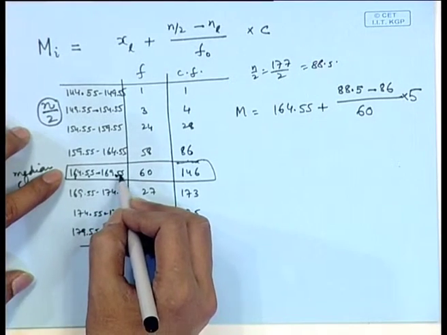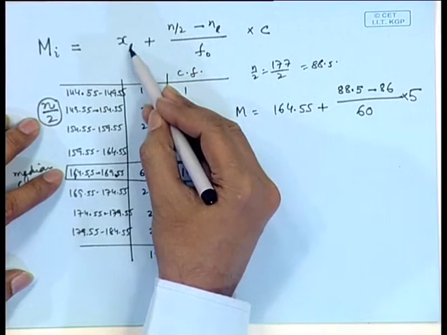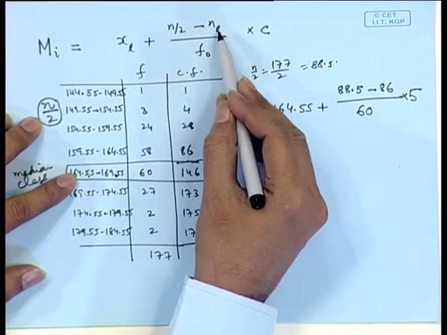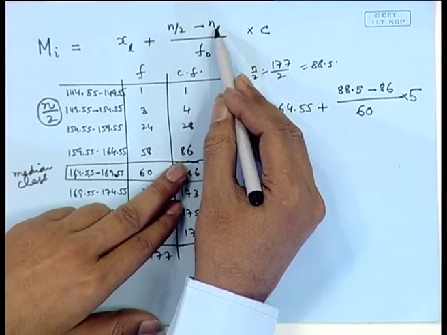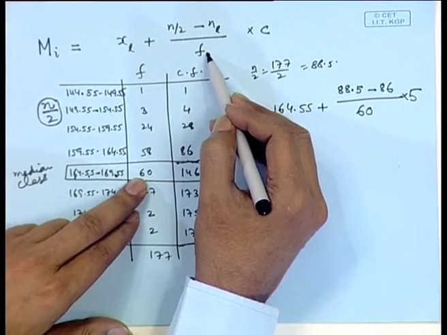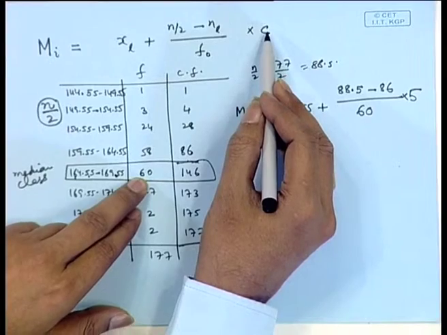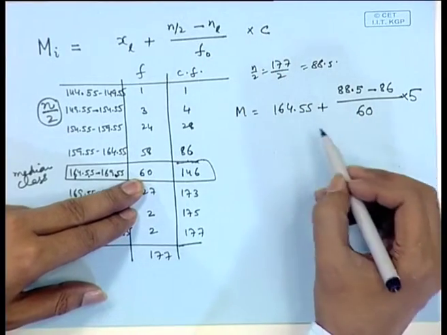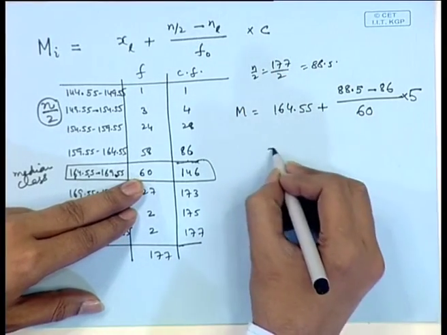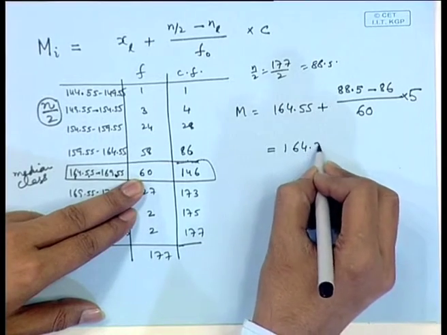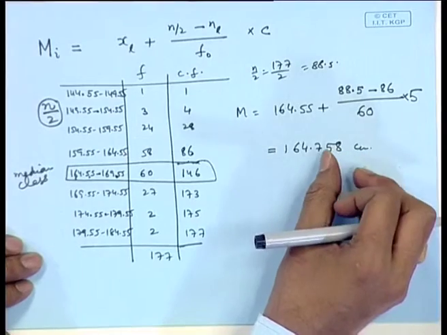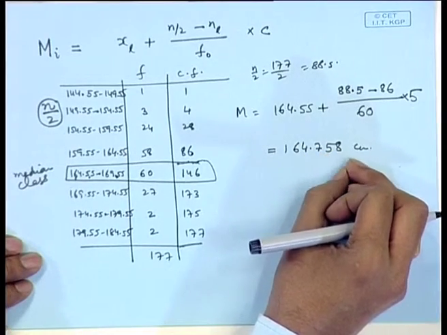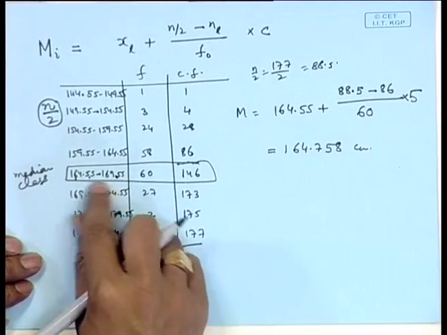Now, when we identify the median class, x L denotes the lower limit of that class, n L denotes the cumulative frequency just before that class, f naught is the actual frequency of that class and C is the length of the class interval. Once we substitute these values, this value turns out to be 164.758 centimeter. Naturally, this is an approximate value of the median, but the median will lie in this class.